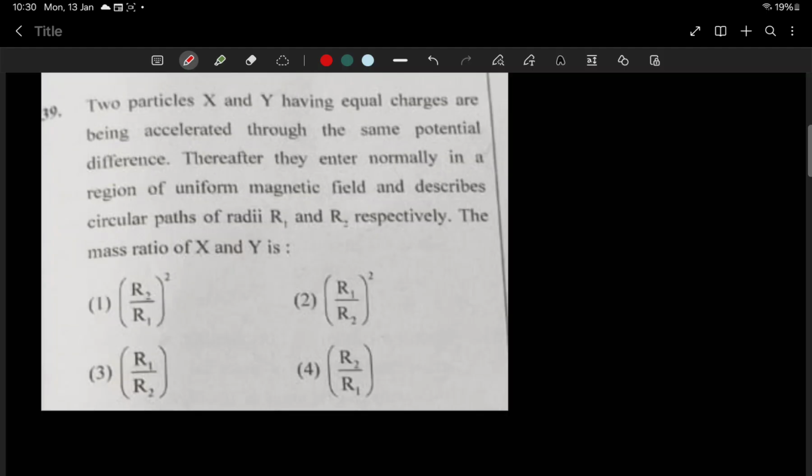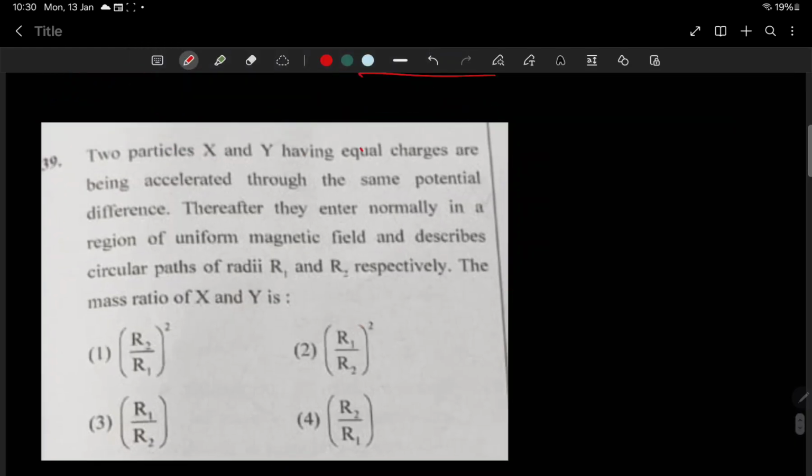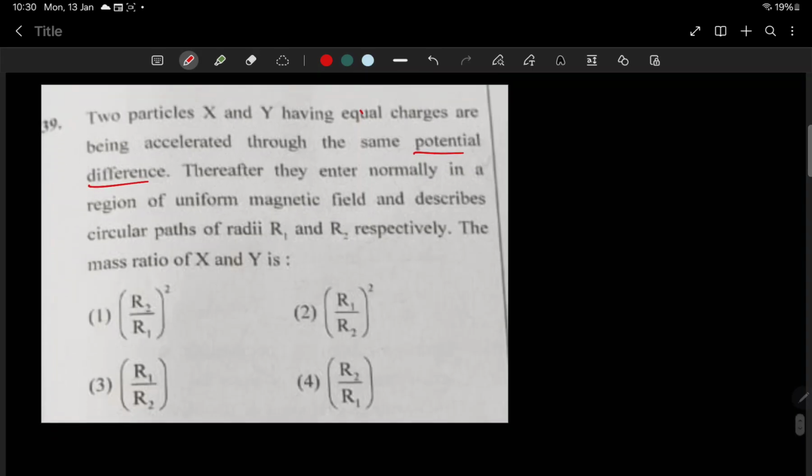Two particles X and Y. Here this is from magnetic effects of current, the chapter's name was moving charges and magnetism. Two particles X and Y having equal charges are being accelerated through the same potential difference. Thereafter, they enter normally in a region of uniform magnetic field and describe circular paths of radii R1 and R2. Find the mass ratio of X and Y.